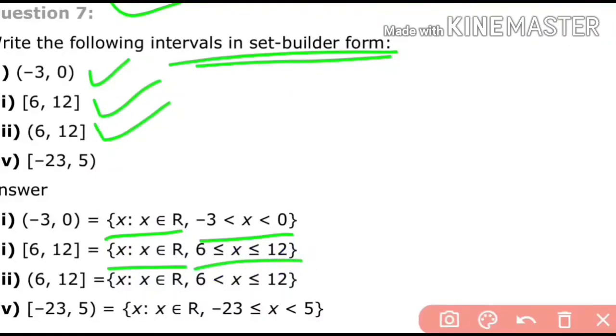Next we have 6 and 12. This is open from the left hand side, so you can write x greater than 6 and less than or equal to 12. You write it this way. Now next, it is closed from the left hand side and open from the right hand side. So you will write x such that x belongs to R, x greater than or equal to -23 and less than 5. So all of you understand this?